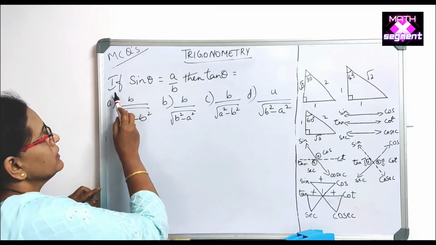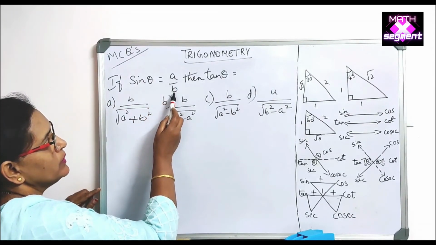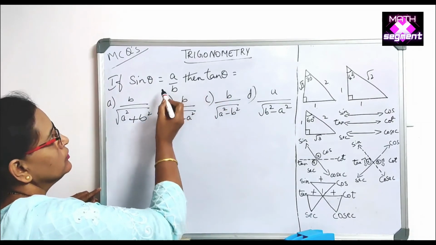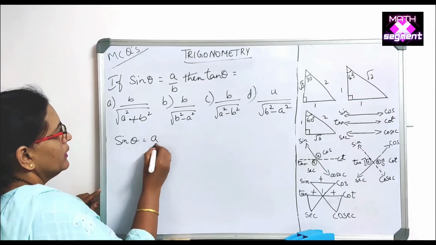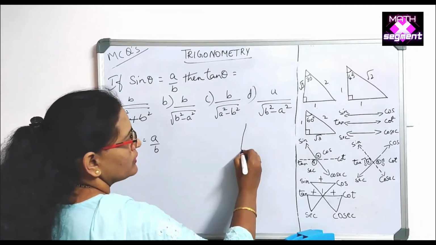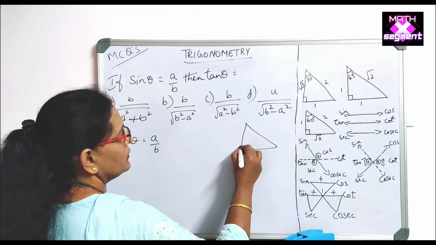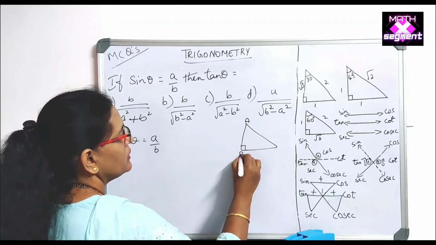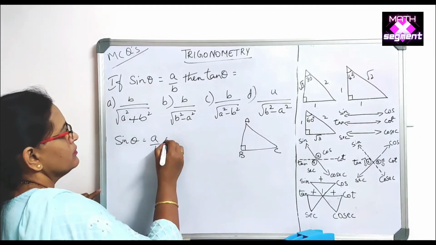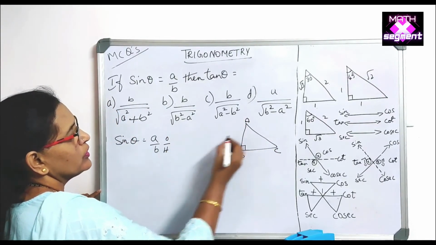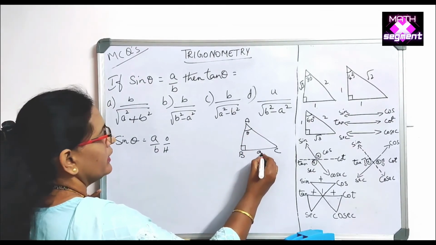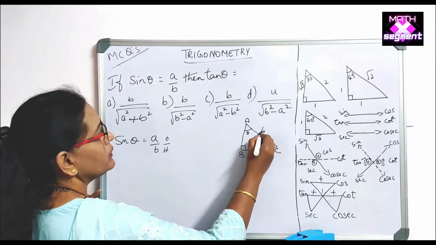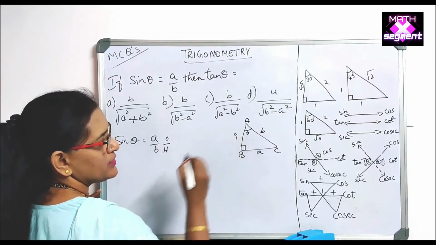Let's solve the next question. If sine theta is equal to A by B, then tan theta is what? So now here they have given us sine theta is A by B. So we'll draw one small right angle triangle in which it is A, B, C. Now this is nothing but opposite by hypotenuse. So suppose if I take the theta here, opposite side will be your A and hypotenuse will be B. So you have to find out the adjacent side.